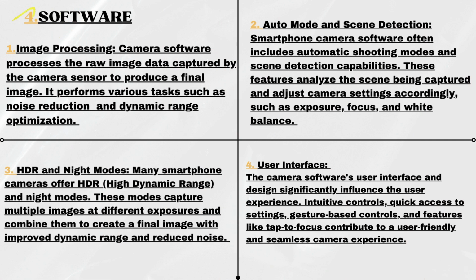1. Image processing. Camera software processes the raw image data captured by the camera sensor to produce a final image. It performs various tasks such as noise reduction, sharpness enhancement, white balance adjustment, color correction, and dynamic range optimization. Advanced algorithms and software techniques are employed to improve image quality, enhance details, and create visually pleasing results.